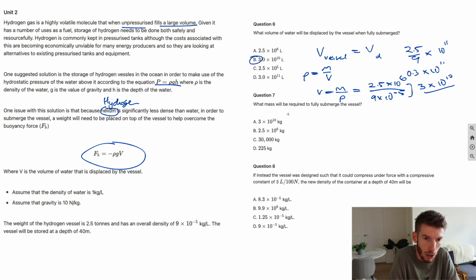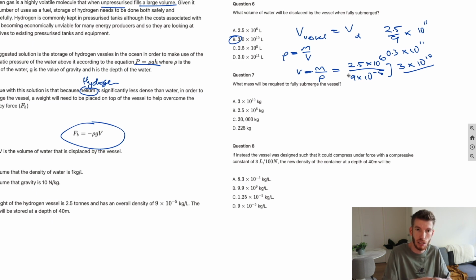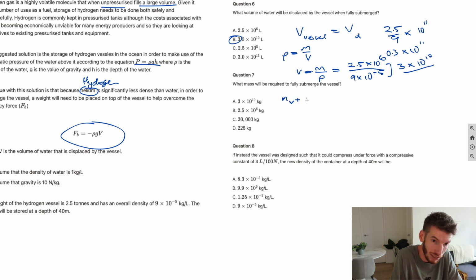Simple as that. What mass will be required to fully submerge the vessel? So with this one, in order to submerge something, the buoyancy force needs to be overcome. So the force pressing down has to be equal to the buoyancy force. So I know then that the mass of the vessel plus some other unknown mass, which I'll call X, weighing down with a gravitational force, times 10, should be equal to the buoyancy force.